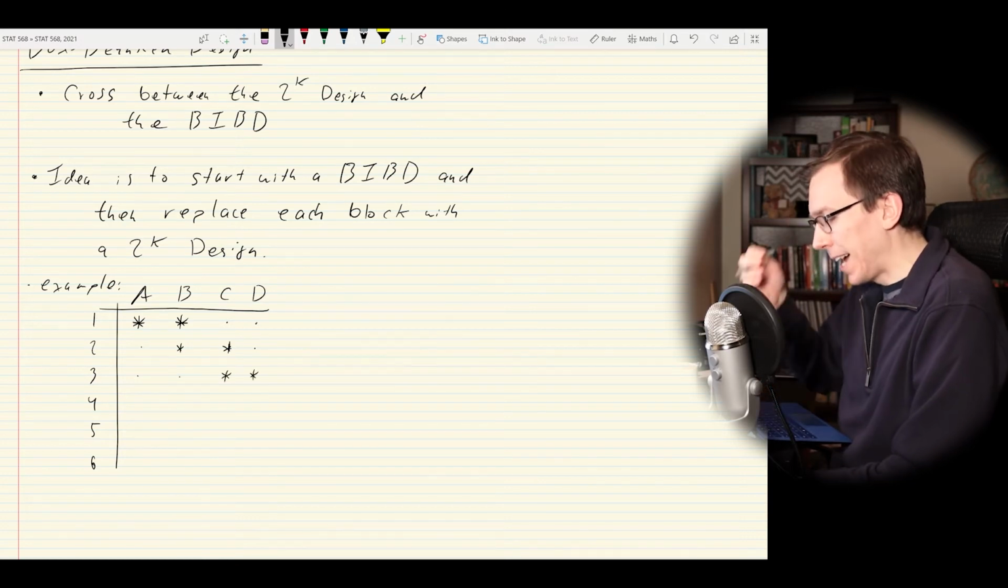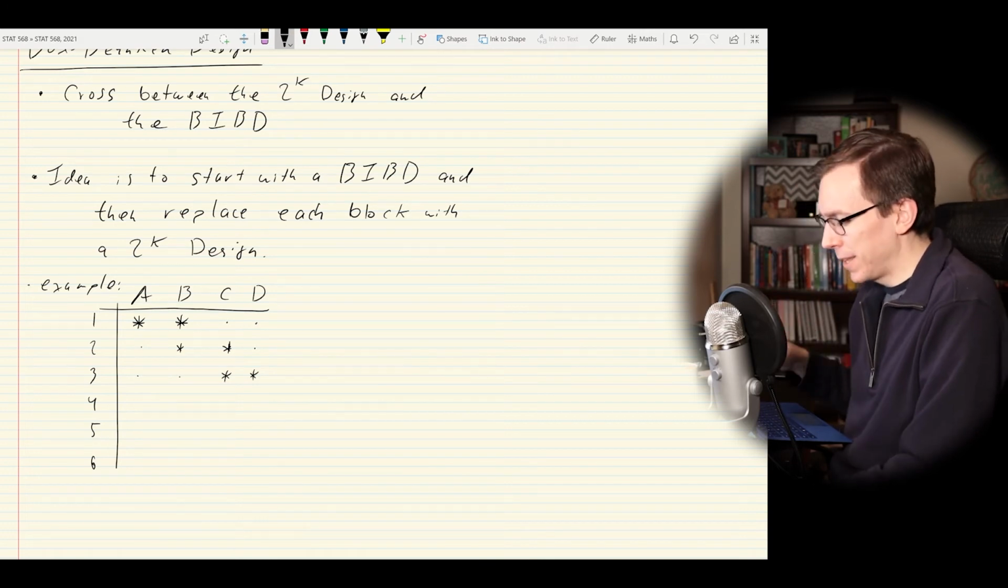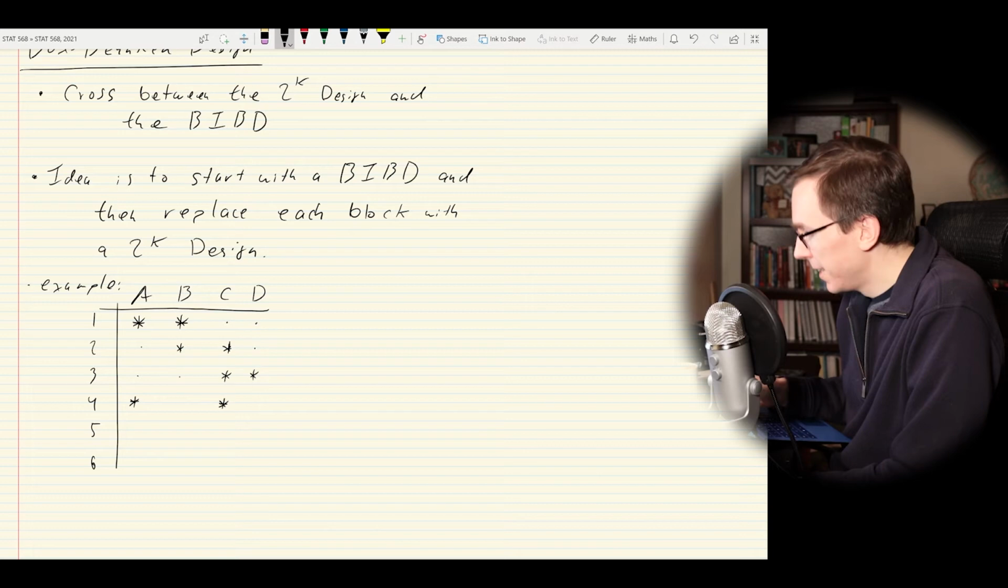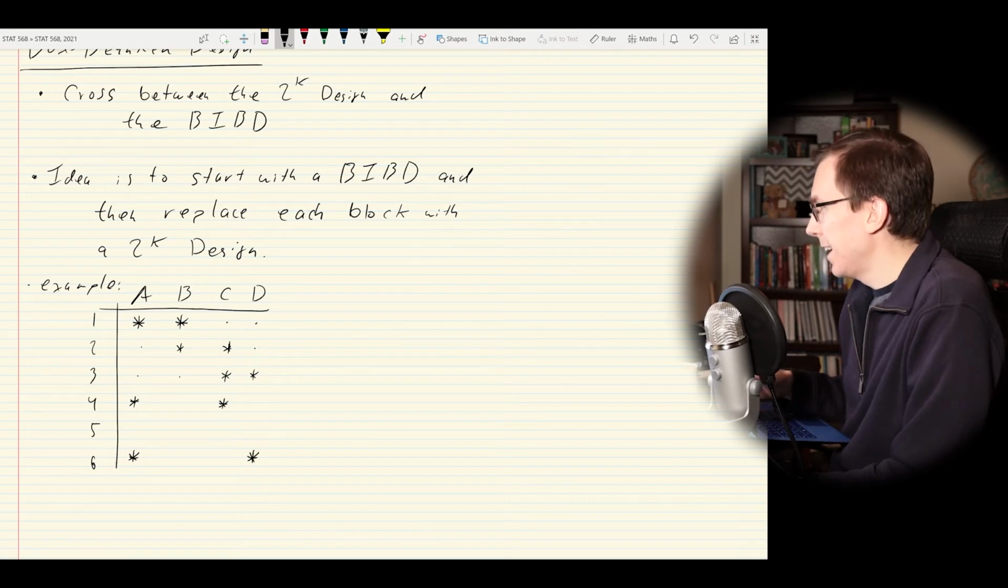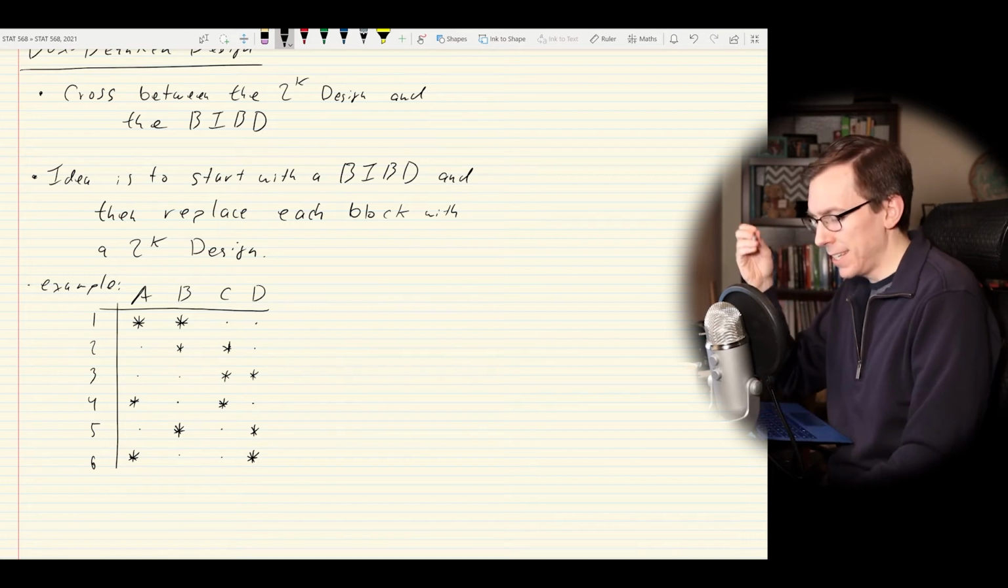So in this case, I have A is paired with B, B is paired with C, and C is paired with D in blocks 1, 2, 3. Then I need to have A paired with C, and I also need to have A paired with D, and I think the missing one is B paired with D, which is this one. So we have this nice little pattern here that looks like that, right?